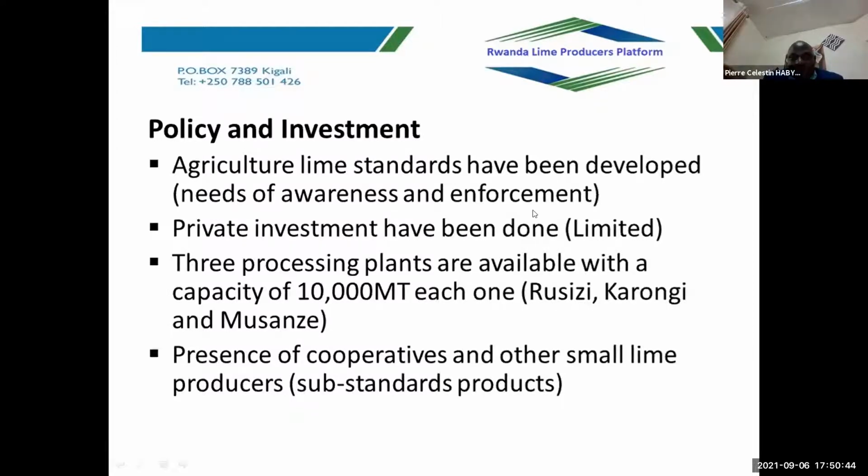For private investments, we have 3 factories, each with 10,000 metric tons per year. These factories are located in Rusizi in the Western Province, in Karongi, and one in Musanze. So we still need to increase investment in lime if we are to meet needs. We also have some small lime producers, but unfortunately, many of them do not meet the required standards.